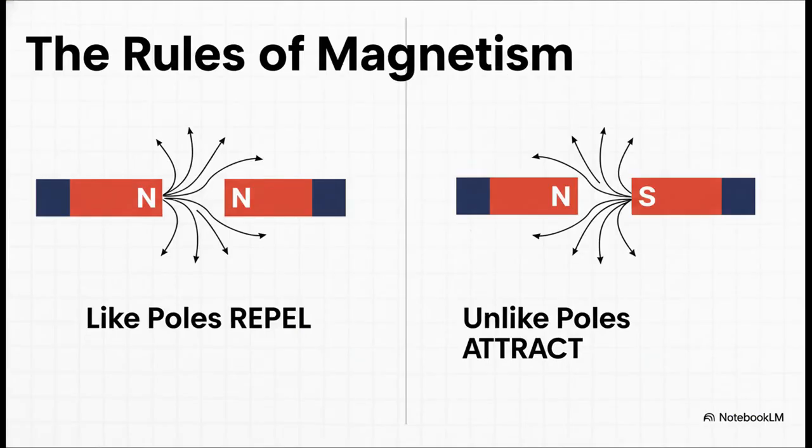And this leads us to the two golden rules of magnetism. You've probably heard this before, but it is absolutely vital. Like poles, so a north facing a north or a south facing a south, will always push away from each other. They repel. But unlike poles, or opposites, a north and a south will always pull together. They attract. Easy to remember.